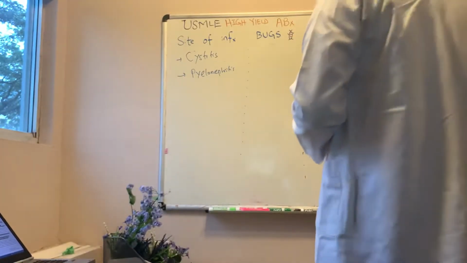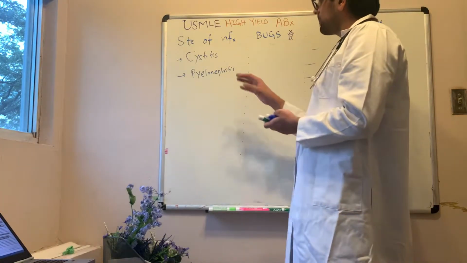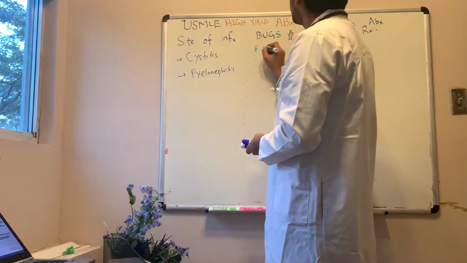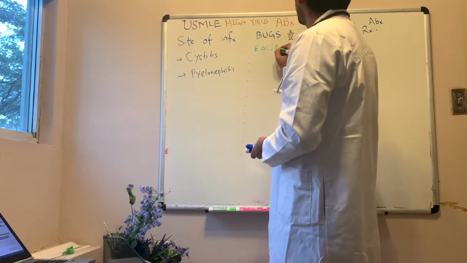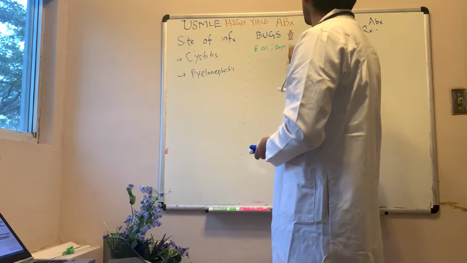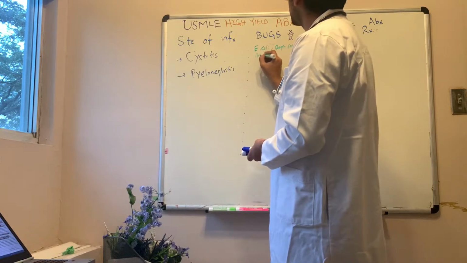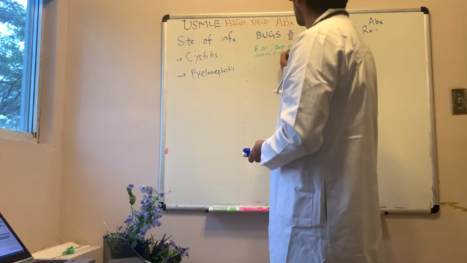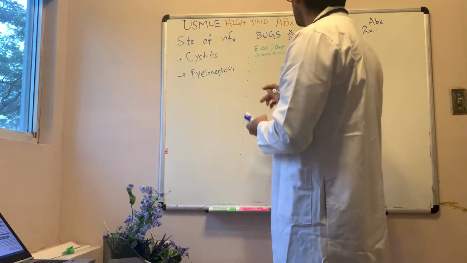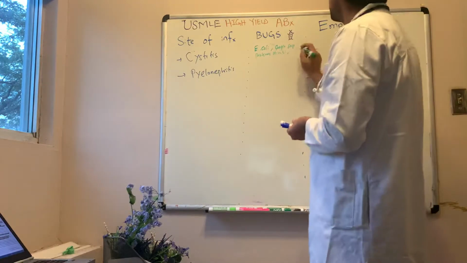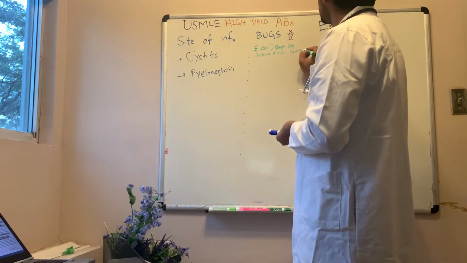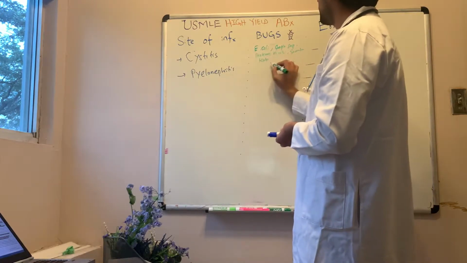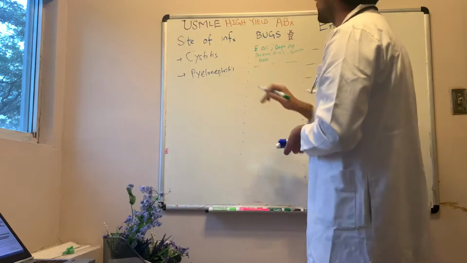So continuing cystitis and pyelonephritis. So common bugs are E. coli, Staph saprophyticus, Proteus mirabilis. What else? Serratia, Klebsiella. So they both are same in the case of pyelonephritis.